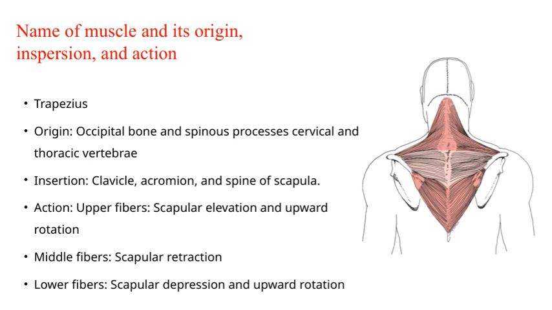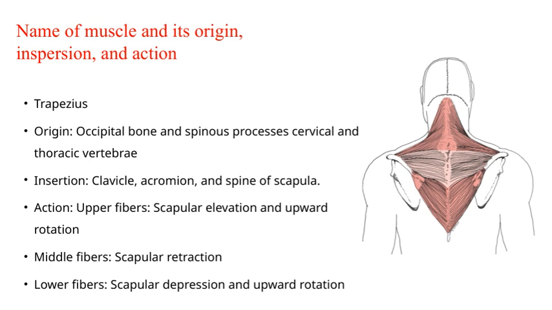Moving to its insertion points, the trapezius attaches to the clavicle, specifically the lateral third, as well as the acromion process and the spine of the scapula. These are the key points where the muscle pulls on the skeleton to produce movement.